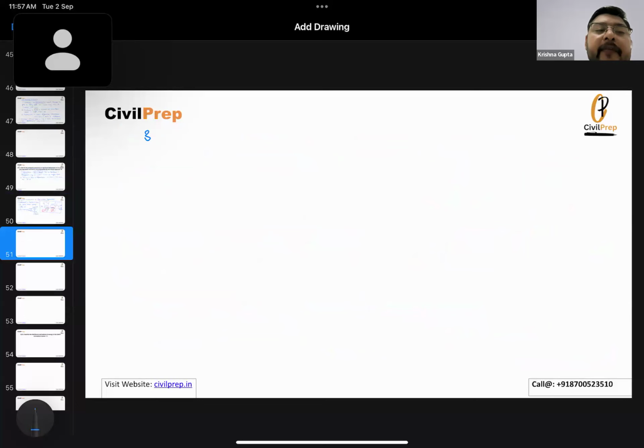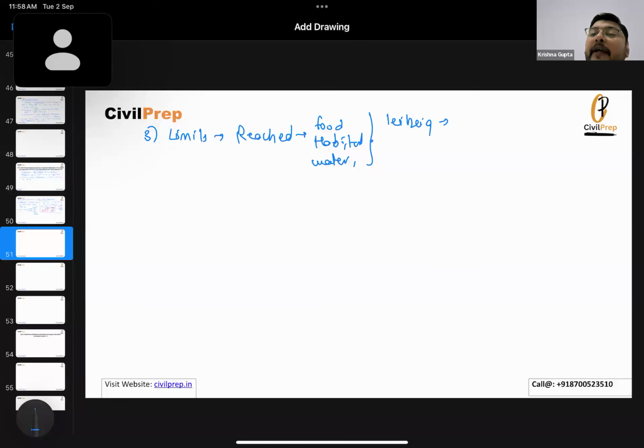Third thing we'll be seeing here, the limits are getting reached in terms of food, habitat, water, etc. So we will see that these limits have been very well explained by Liebig. Whenever the limits are reached, it again results in an increase in the rate of extinction. Okay, this is again increasing the rate of extinction.